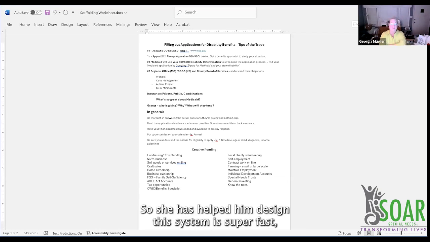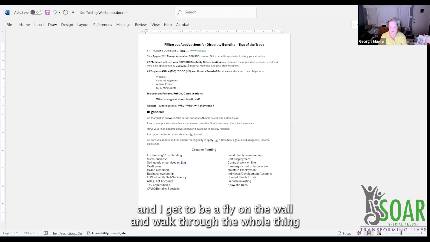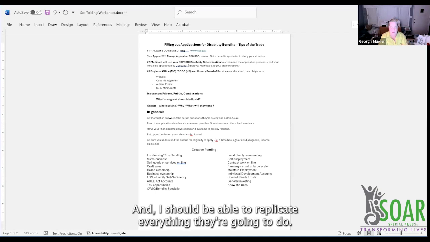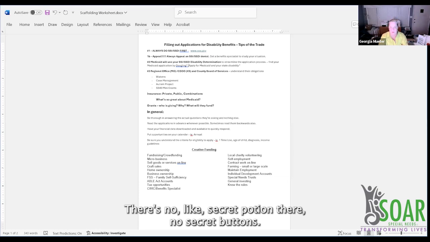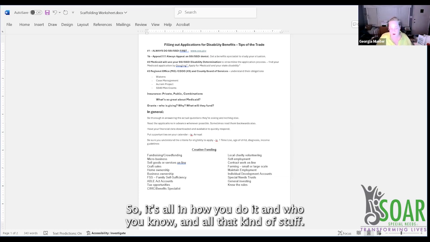So she has helped him design this system that is super fast. And I get to be a fly on the wall and walk through the whole thing and see how they do it. And I should be able to replicate everything they're going to do. There's no secret potion there, no secret buttons. So it's all in how you do it and who you know and all that kind of stuff.